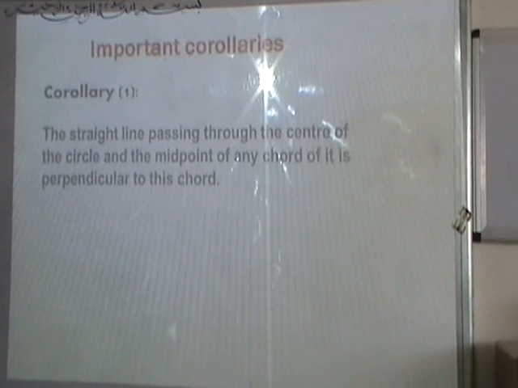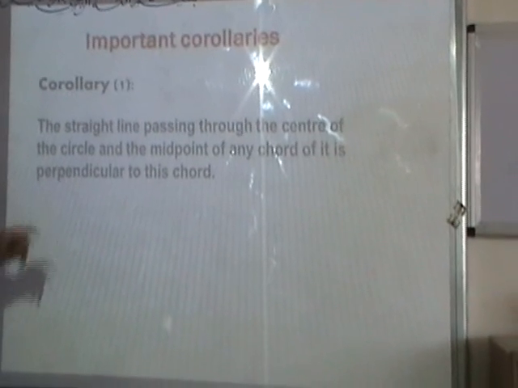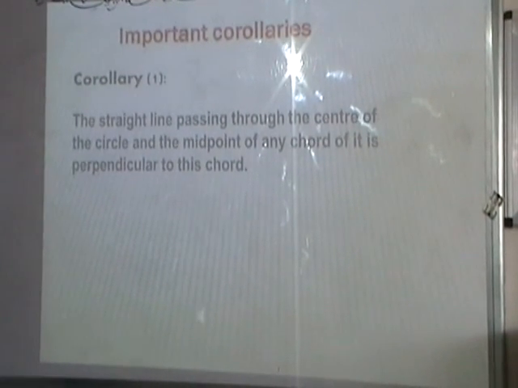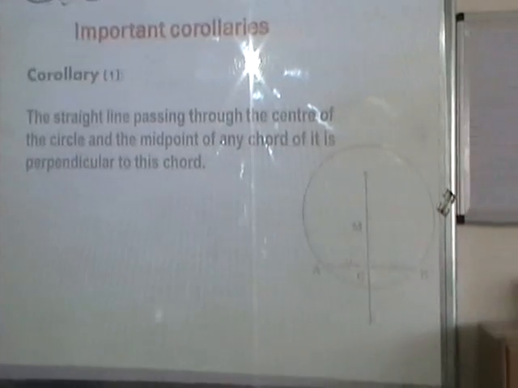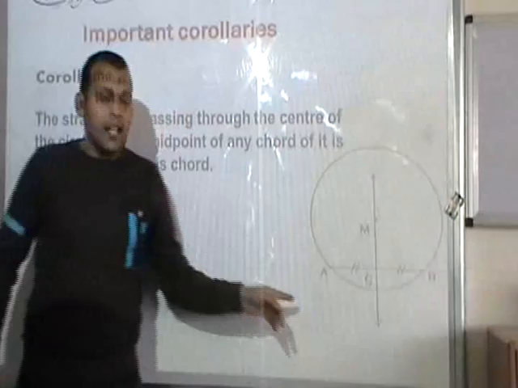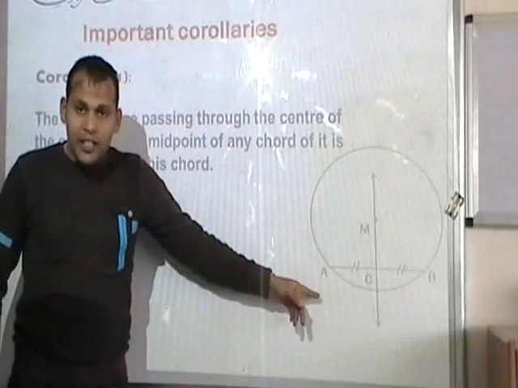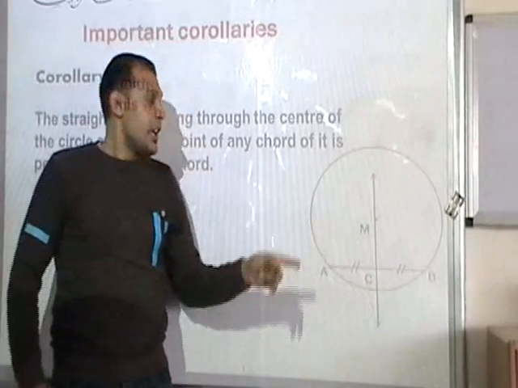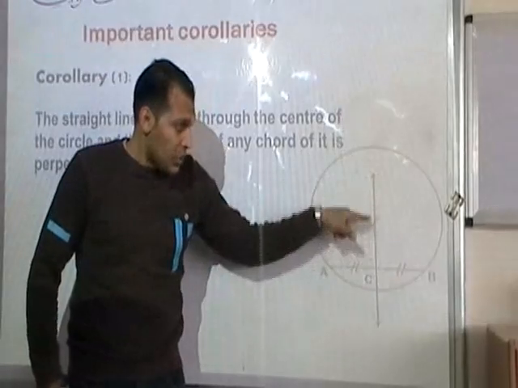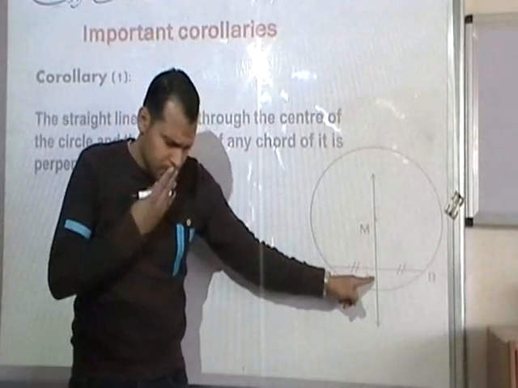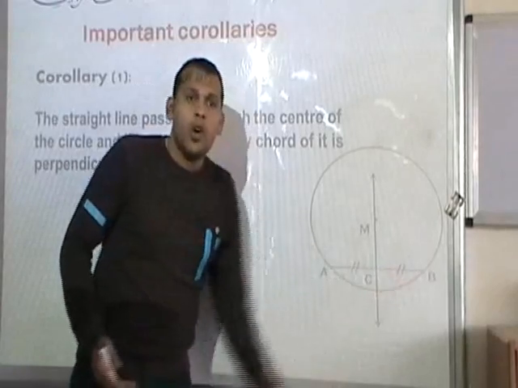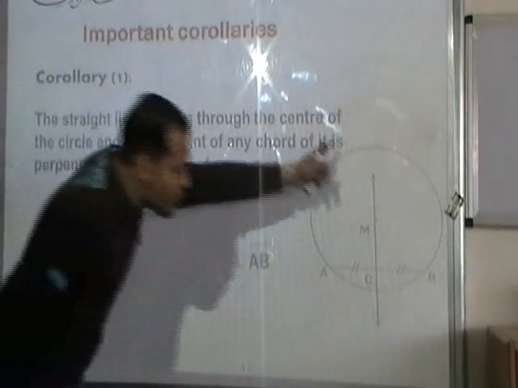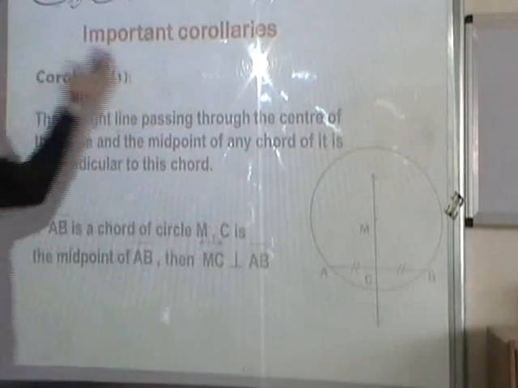Corollary number 1. The straight line passing through the center of the circle and the midpoint of any chord of it is perpendicular to this chord. Let's see the figure. I have a circle M, I have a straight line and I have a chord AB. This chord AB is divided into 2 parts by the point C because it's a midpoint. If you have a straight line passing through the center of the circle and the midpoint of the chord AB, what will you have? You will have that this straight line will be perpendicular to the chord.